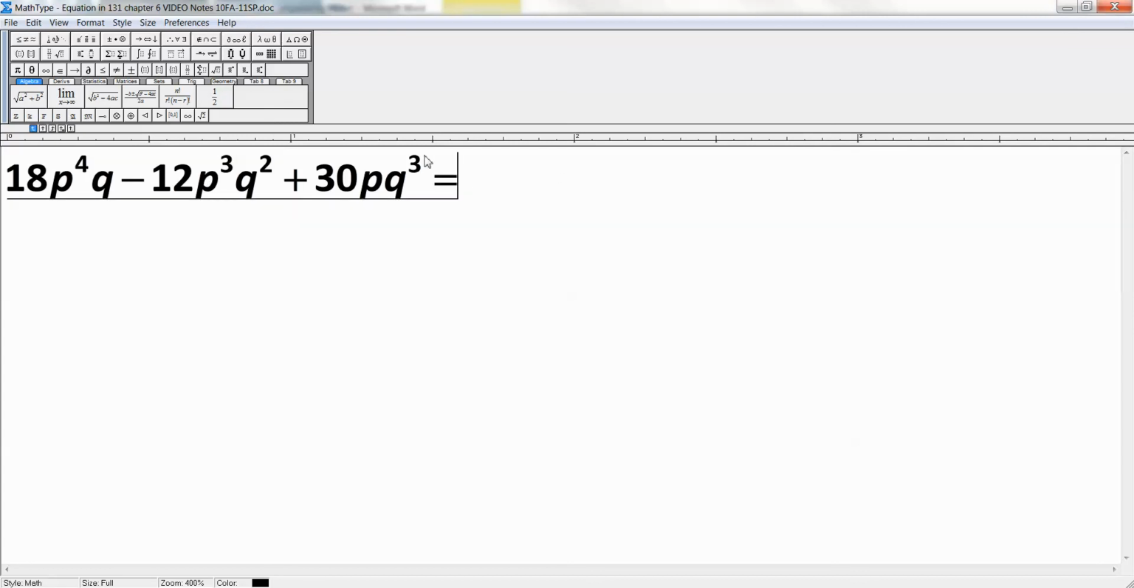Actually, the letters are kind of easier to see. This term right here only has 1 p to give. This one has 3, this one has 4. So a p is the largest I could do. Then q is the largest I could do there because that term only has 1 q. And then that leaves you the numbers 18, 12, and 30.